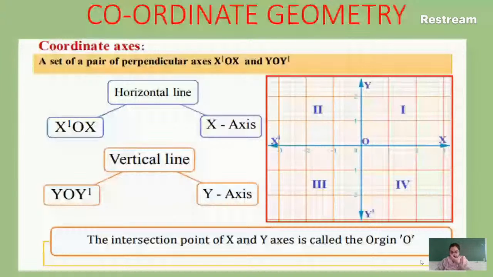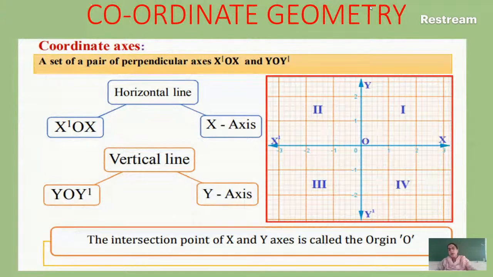Here, on your screens, we are having a Cartesian plane which is divided into 4 equal parts. Each part we are going to call a quadrant. Here in your Cartesian plane, you are having totally 4 quadrants: first quadrant, second quadrant, third quadrant, and fourth quadrant, divided with respect to the axes.